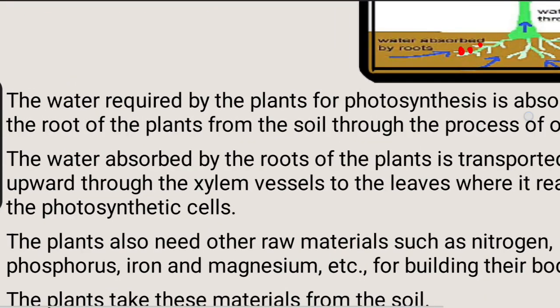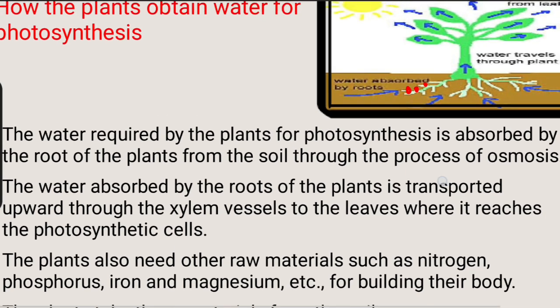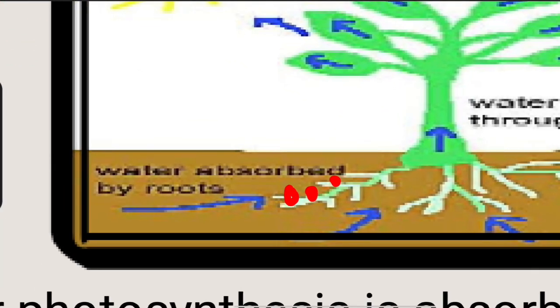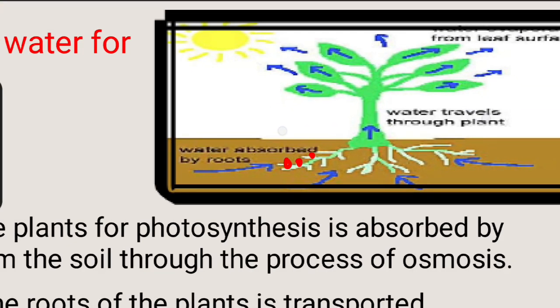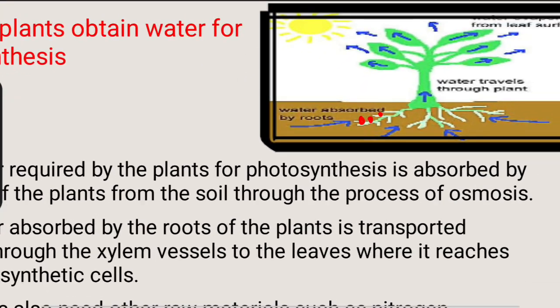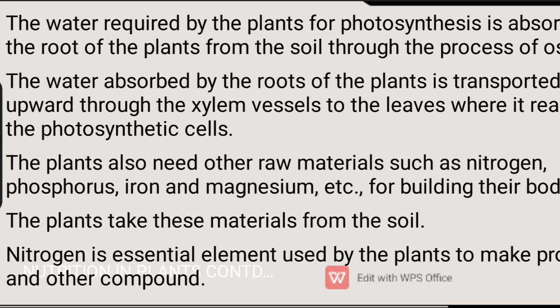Water absorbed by the root of the plant is transported upward through the xylem vessels to the leaf, where it reaches the photosynthetic cells. This water is transported by the xylem cells of the plant. The plant also needs water.